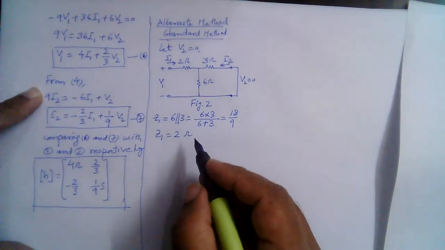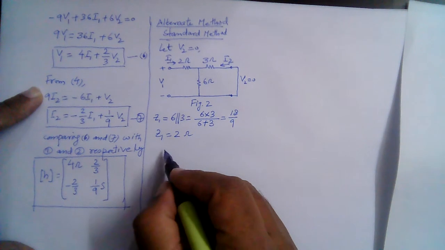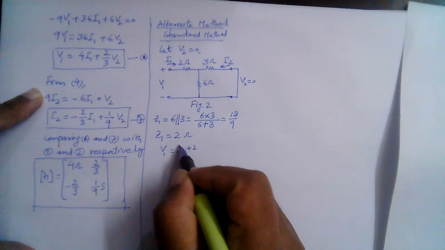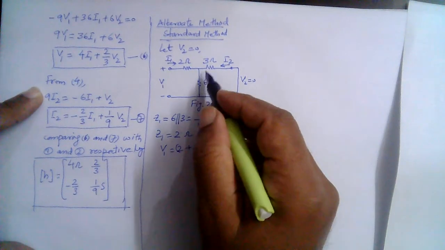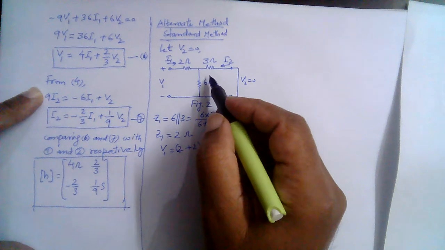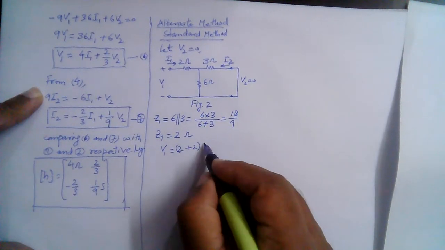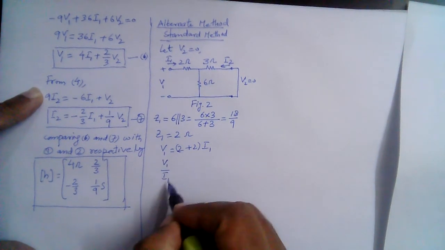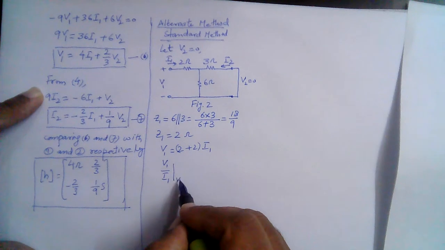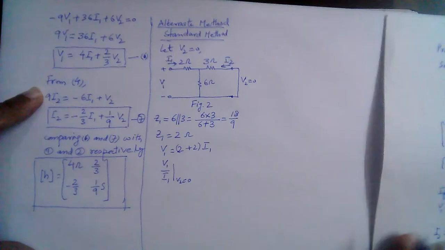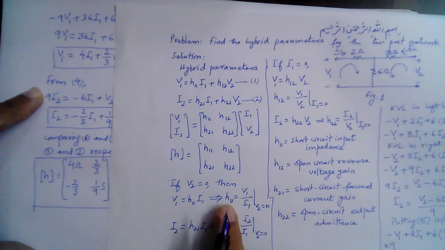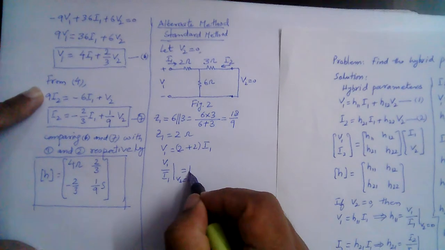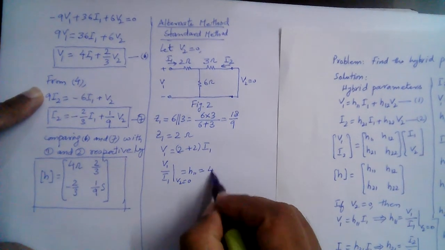So we can say that V1 is equal to 2 plus 2, the equivalent resistance of this combination, multiplied by I1. So V1 divided by I1 while V2 is equal to 0, as we see, is h11, right? So this is h11. So h11 is equal to 4, and this is ohms.